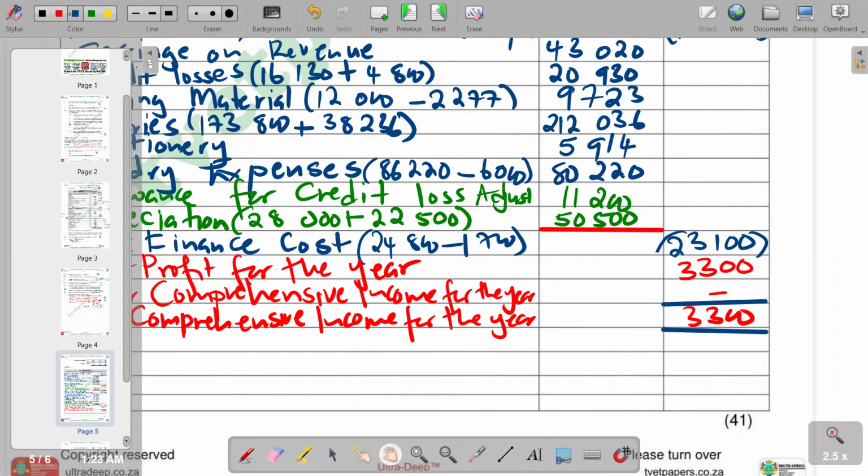So basically, this is what we have, guys. According to the preparation of the statement of profit and loss, we have got a total of 41 marks.